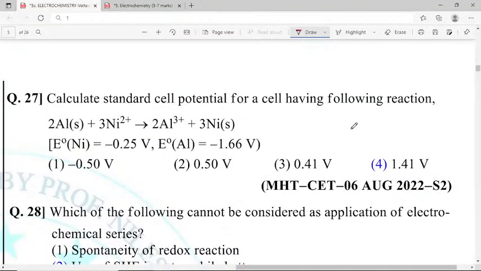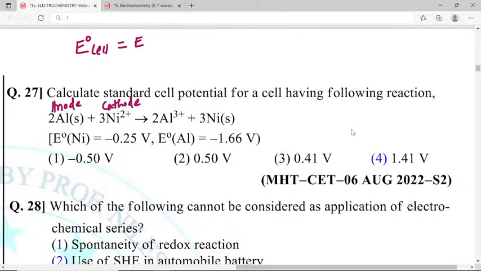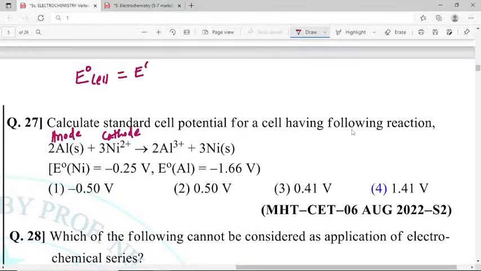Next, calculate the standard cell potential of the cell having the following reaction. Al gives Al3 plus, so this is the anode, and nickel is the cathode. Again the formula is the same: E naught cell is equal to E naught cathode minus E naught anode. Cathode minus anode.